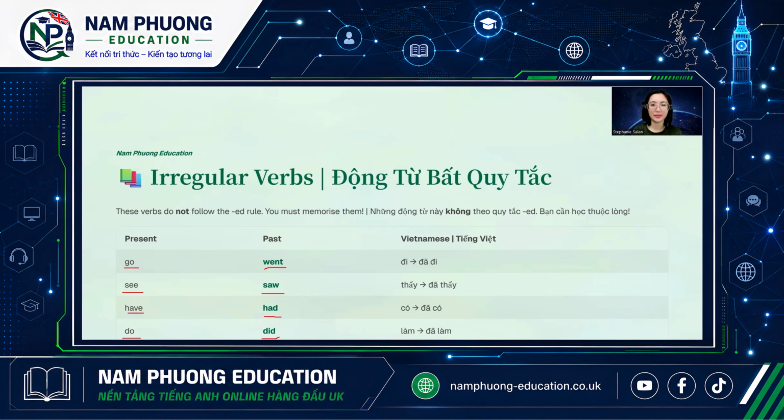Met. I want you to notice the difference. These verbs change completely. That's why they are called irregular verbs. The more you read and practice English, the easier they become to remember.